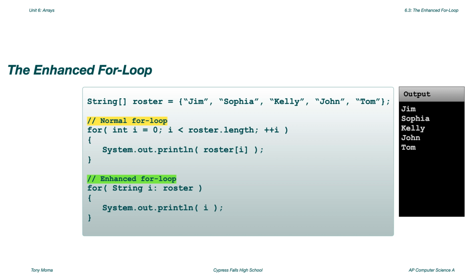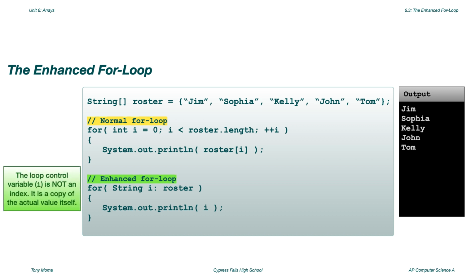After that is the enhanced for loop. In this case, the loop control variable i is not an index, but instead it is a copy of the actual value itself. Hence in this case i is not an int, but a String. Since the type of array that we're traversing is an array of strings, the loop control variable will be a String.